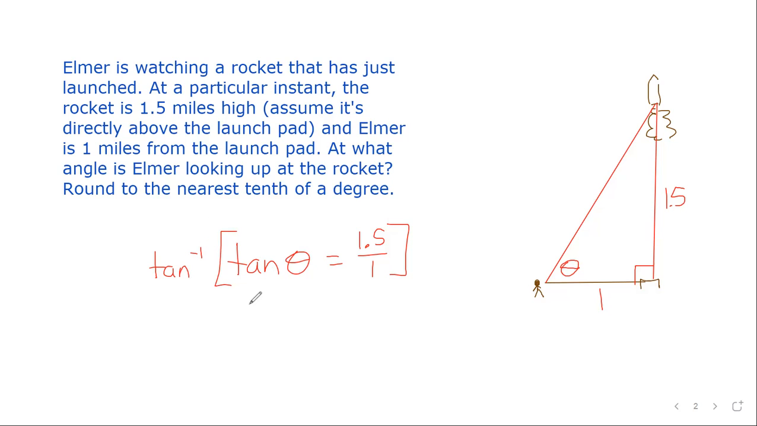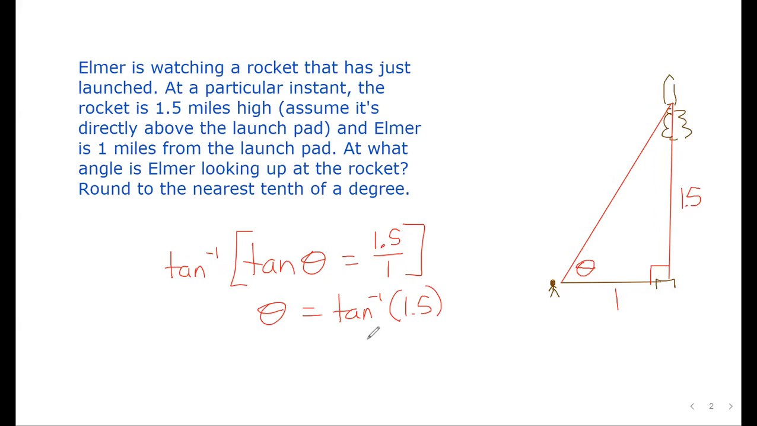Okay, so the intermediate step would be these two cancel. We get theta equals inverse tangent of 1.5. And as you're doing these in your calculator, just be aware of whether you're in degrees or radians. I'll be clear about which format we want the answers in, but certainly you need to know which one you're getting.